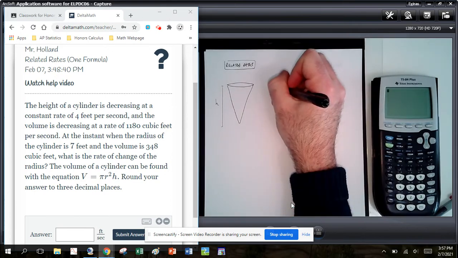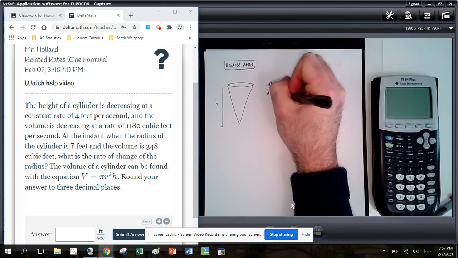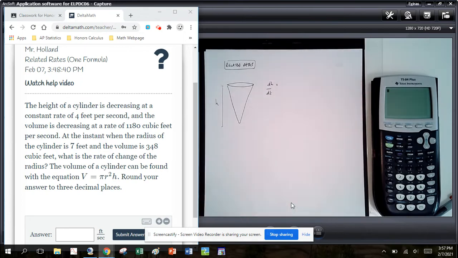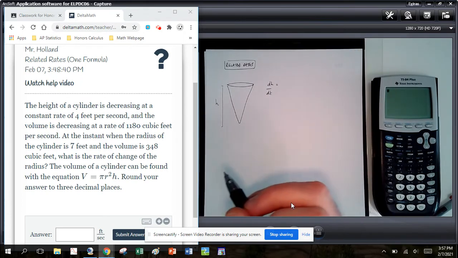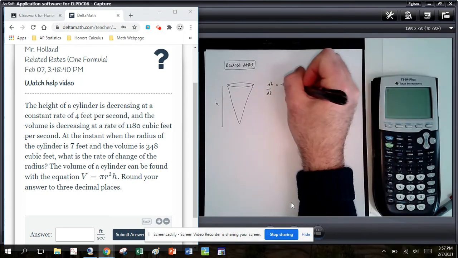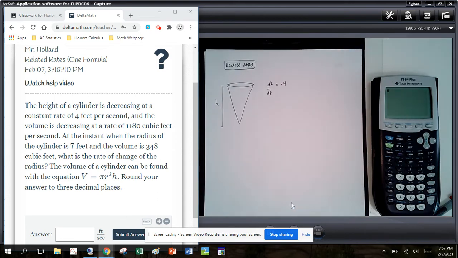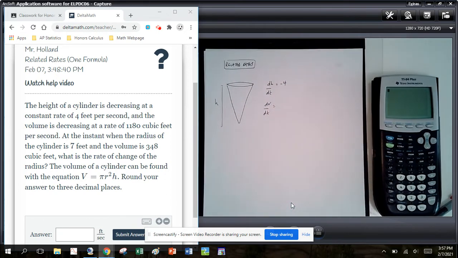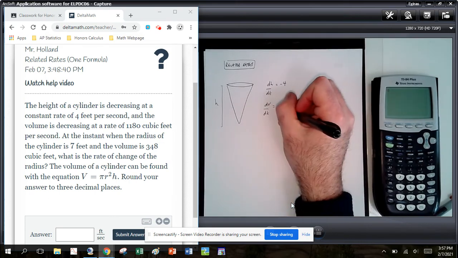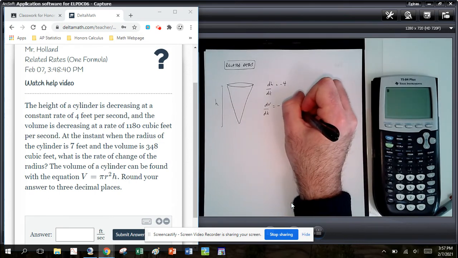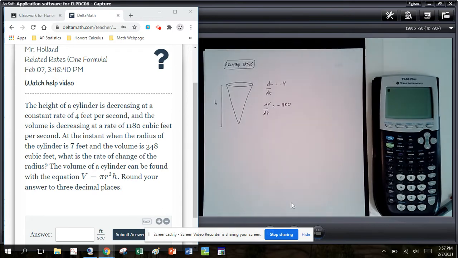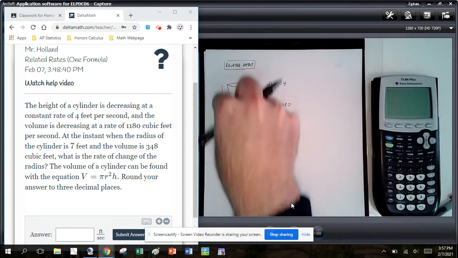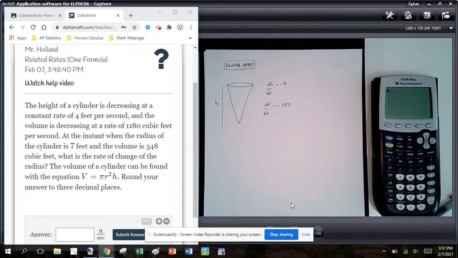So we're told that dh with respect to t is decreasing at a rate of 4 feet per second. So that's going to be -4. And it says the volume is decreasing. So dV with respect to t, so remember everything's happening with respect to time, is decreasing at a rate of 1,180 cubic feet per second. So again, as the height decreases, so does the volume.